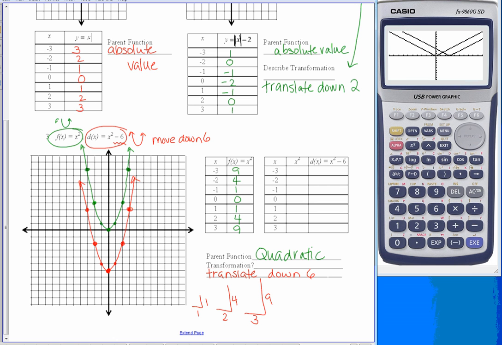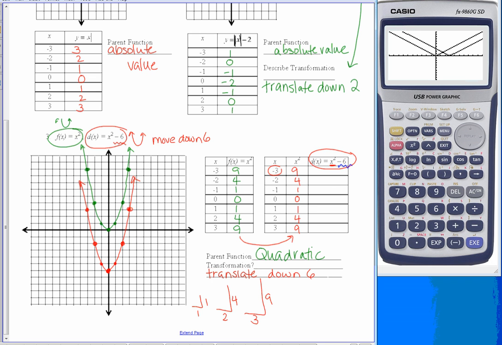If I wanted to do this from a table, and I think following order of operations for this, if I were to plug into this table, the first thing I'd do when I plug in negative 3 is I would square the negative 3. So that's what's in the second column, which was 9. Now, I already know what all the squared answers are because they were over here. So I can just copy that whole column from my table. Then the next thing I'm going to do is take all of those values and subtract 6 from them.